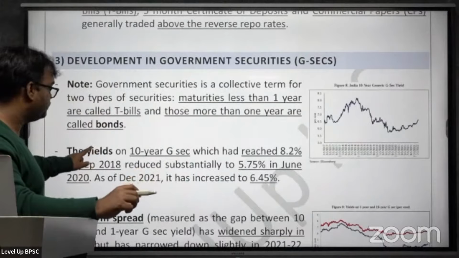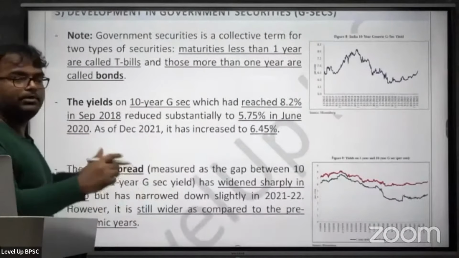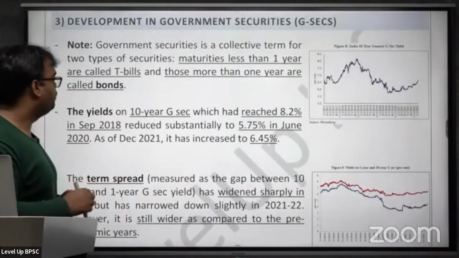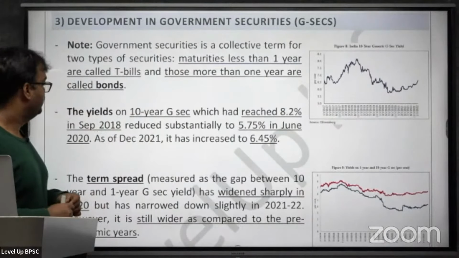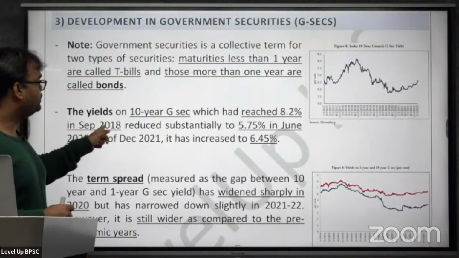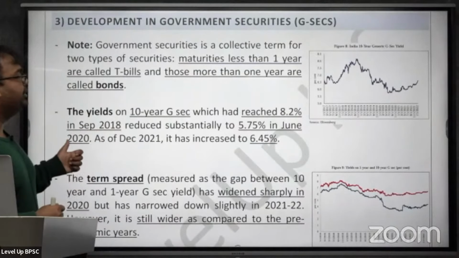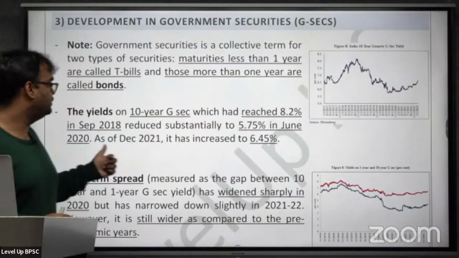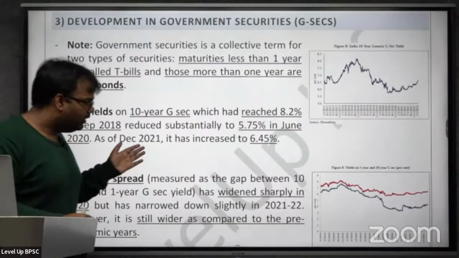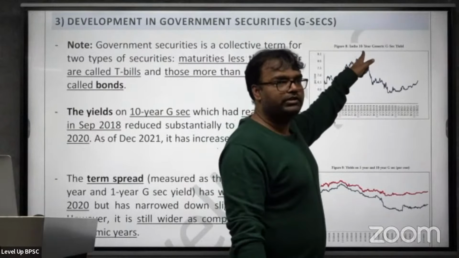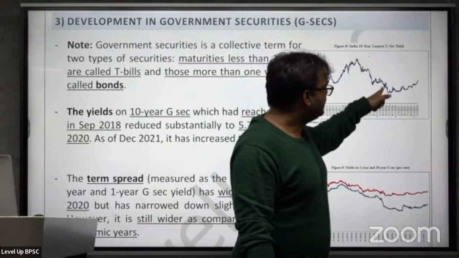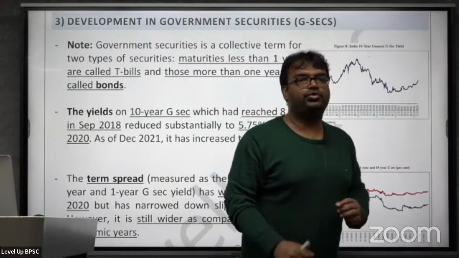Now, what has happened to yield of government security? So you'll see the yields on 10-year government security, which had reached 8.2% in 2018, has substantially reduced to 5.75% in 2020. Now it has slightly increased to 6.45%. So see, yield in 2018 was very high. It's substantially reduced. Now it's going up again.